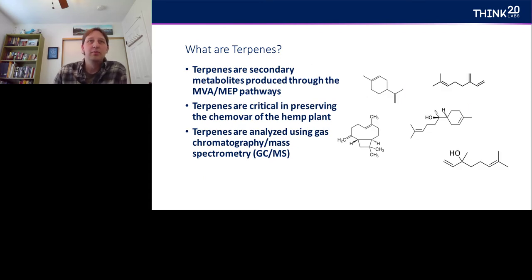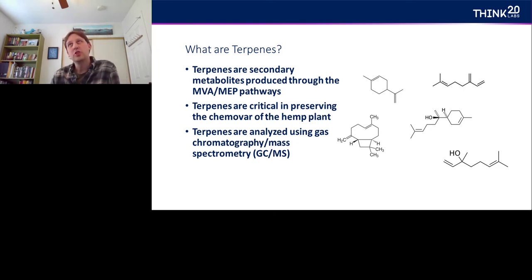Metabolically, they're secondary metabolites produced through the MVA and MEP pathways. These pathways build these compounds from repeating units of isoprene. These units determine whether they are monoterpenes or diterpenes or sesquiterpenes. It's merely a designation of the number of units of isoprene used in their metabolic pathway.